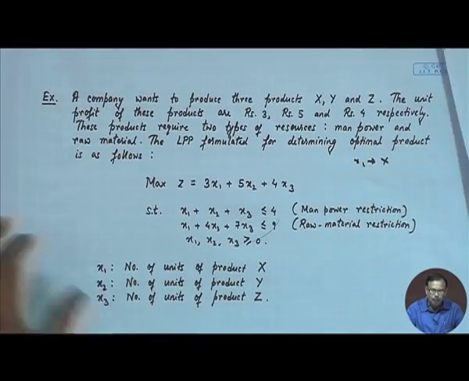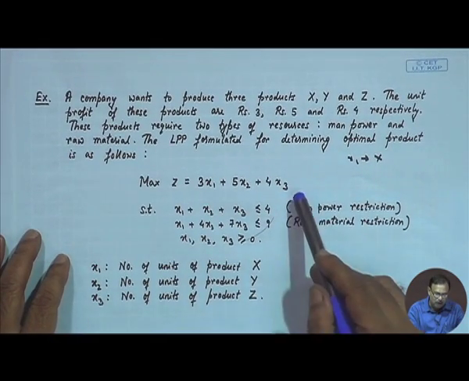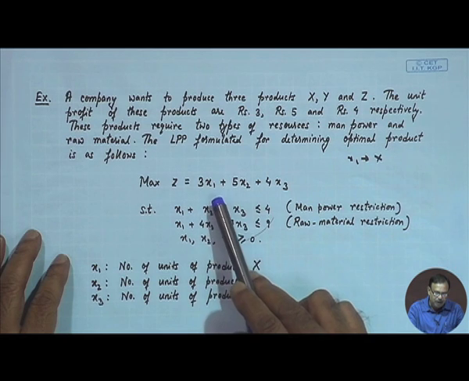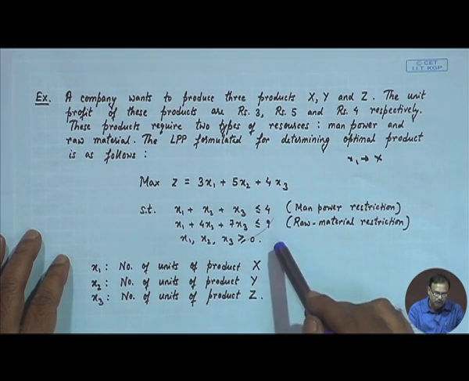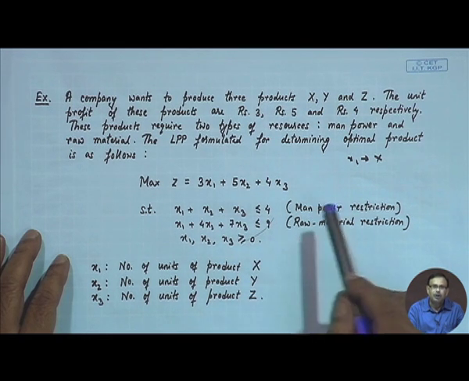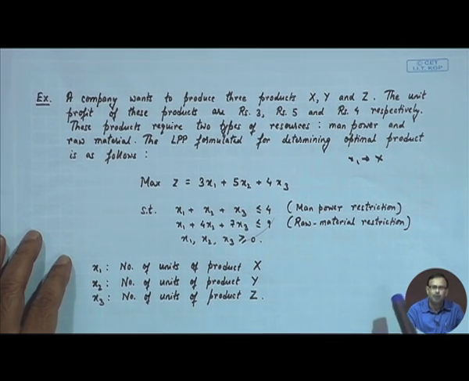Let us quickly recall, this was the original problem: maximize z equals 3 x 1 plus 5 x 2 plus 4 x 3 subject to these constraints. Basically, you are producing three types of products, capital X, capital Y and capital Z. Their unit prices are given as 3, 5 and 4.